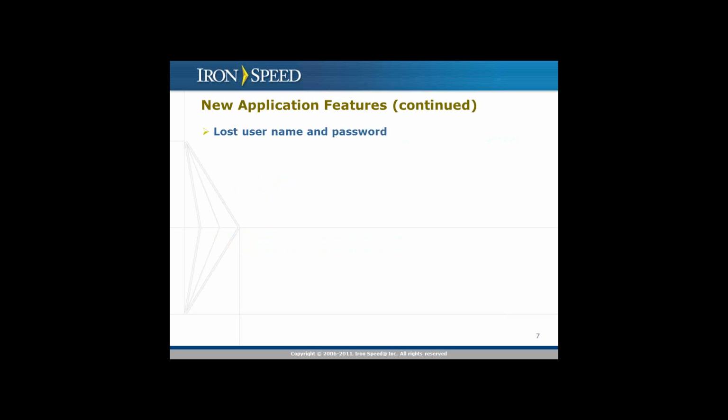We've also added a host of additional features that make applications just a little more robust. For example, a lost username and password feature. Modest though it may be, it's actually one of the features that we've had quite a bit of positive feedback on since we released Iron Speed Designer last week. So it's one of those things that just makes the application a little more rounded.